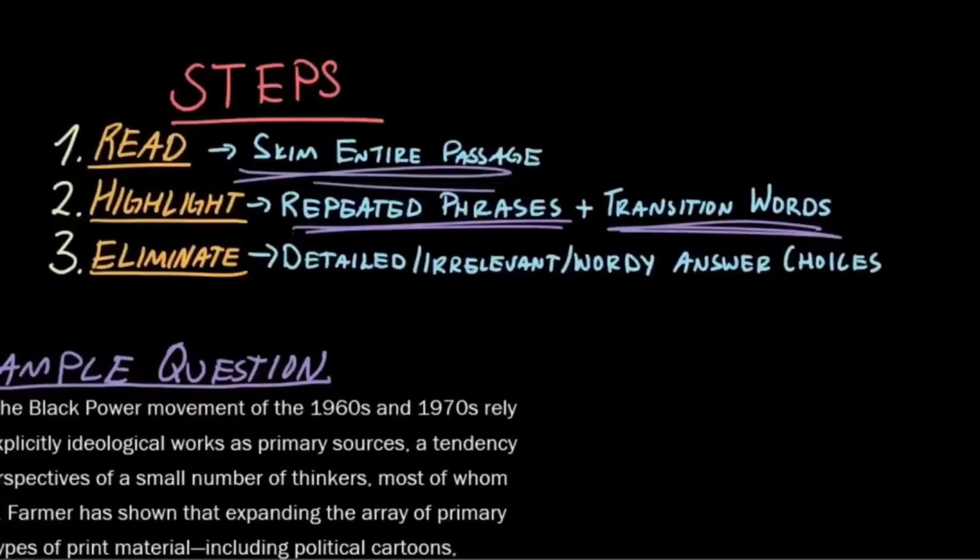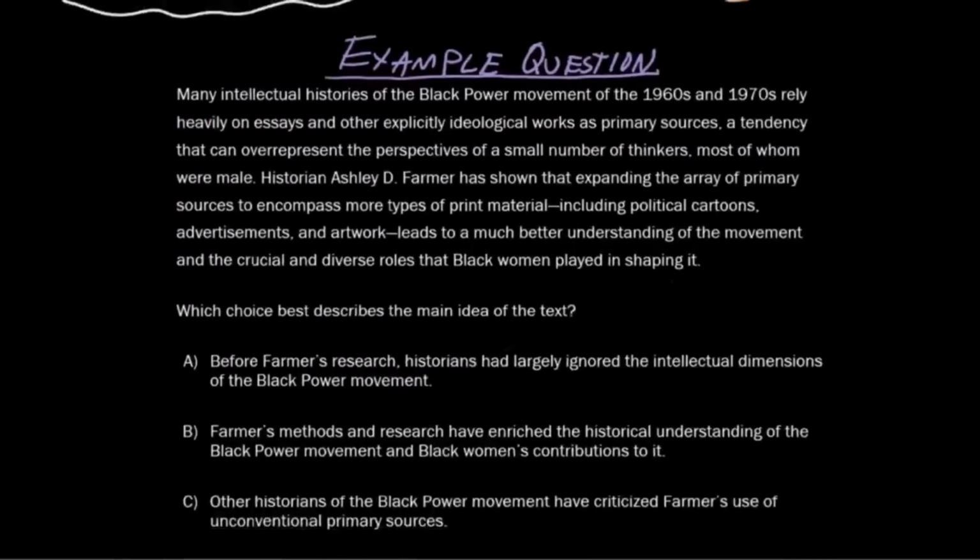Next thing we're going to do is eliminate anything that's too detailed or too wordy. If it's too detailed, it's too wordy, it's probably not the answer because, of course, you cannot have a main idea that's super detailed. It's got to encompass the entire passage, not just part of it. Of course, if you've got an irrelevant answer, you've got to cross that out. Let's take a look at an example question here.